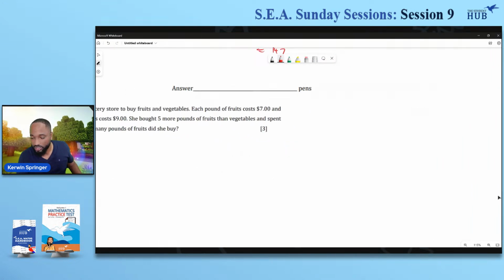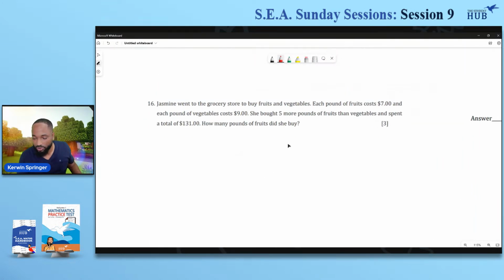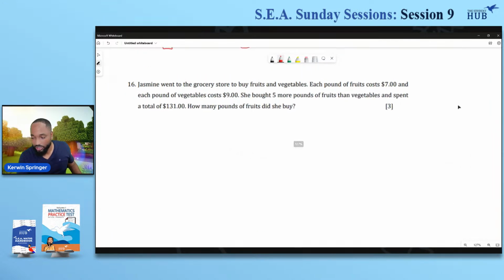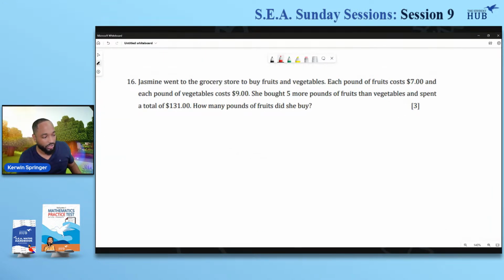Number 16. Let's come on to number 16. They're fighting here now. So read number 16 while I go and get some water and see if you all can put the answer in the chat. Be able to do it yourself.